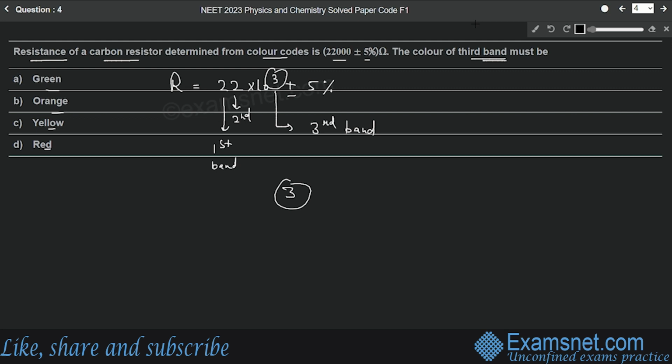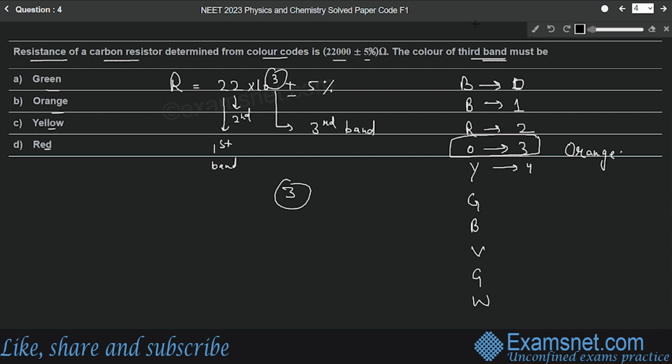We can remember a simple trick. You can remember a sentence: BB Roy of Great Britain had a very good wife. So this B corresponds to 0, then the next B is 1, R for red is 2, then O is 3, like that. Here we have to focus on number 3, which is related to letter O, and O is for orange. So the third band must be orange colored, and option B will be the correct answer.